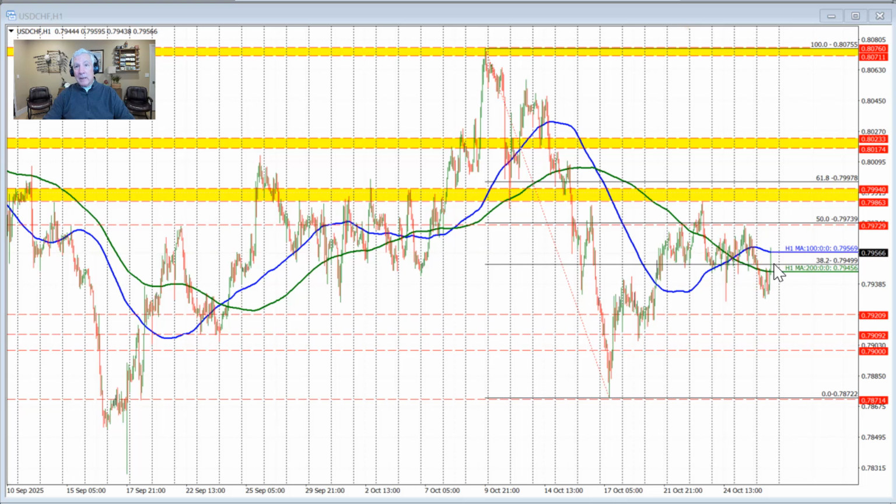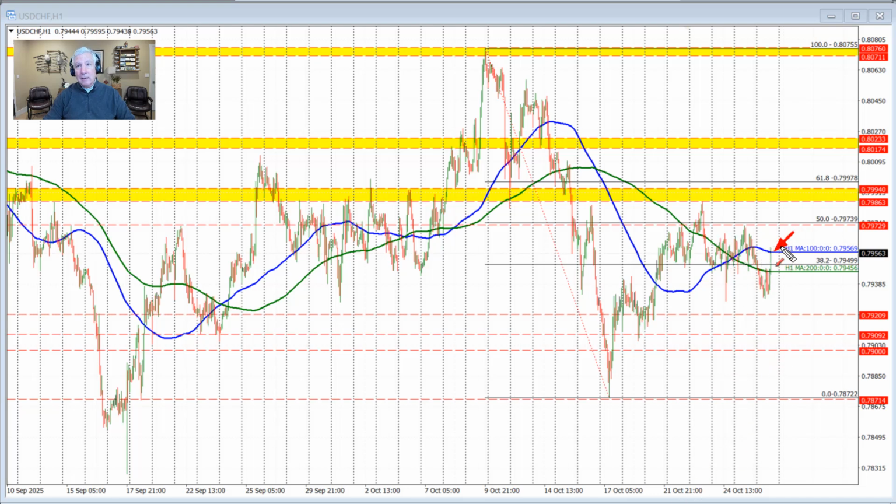see a rotation back to the upside, and that move has now taken the price back to the 100-hour moving average. That's the blue line in this chart, and as you can see, we did move just above that level, but we're currently just below that level. As the market tries to figure out, can it keep this momentum going? Can they keep the price action breaking more to the upside?